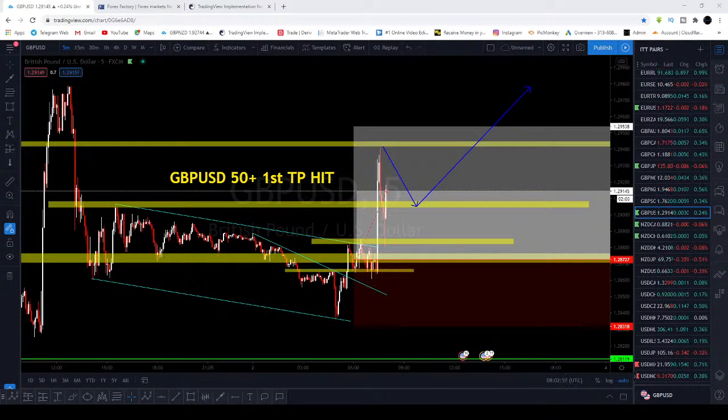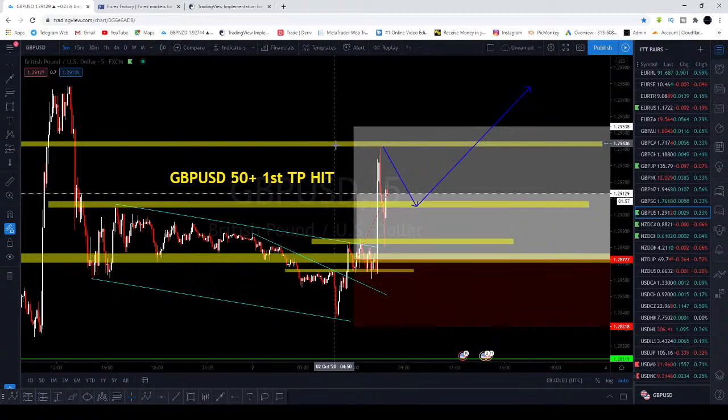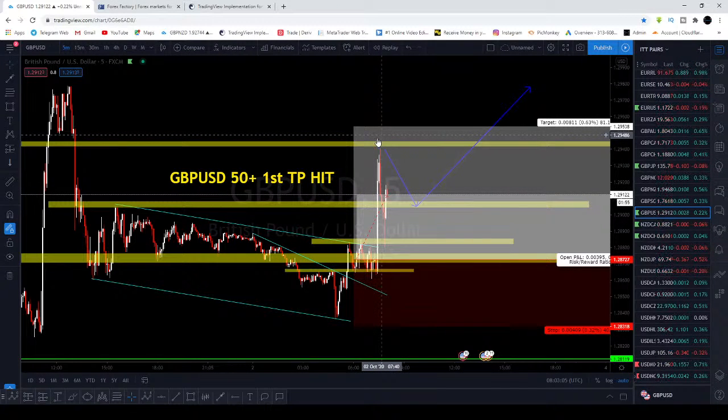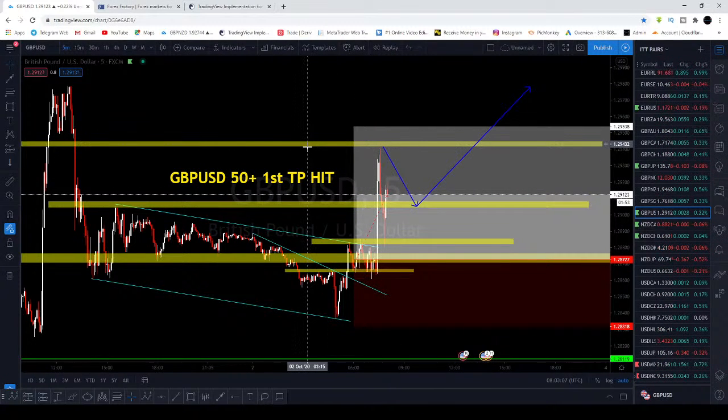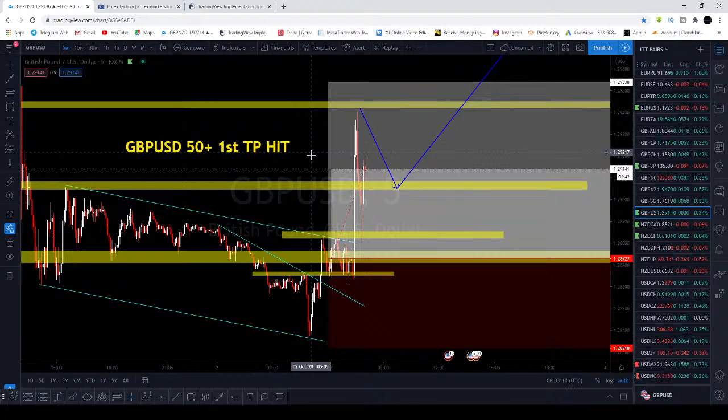So yeah, I'm still expecting GBPUSD to continue buying all the way to where my final take profit is, which is about 81 pips. Come on, GU, let's go, man. I know you can do this.